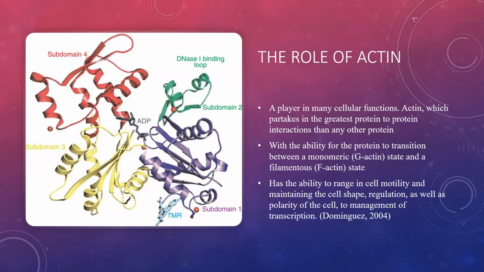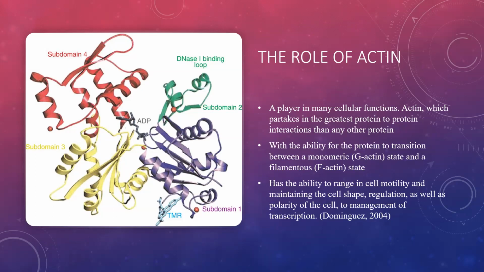So actin is a player in many cellular functions. It partakes in the greatest protein-to-protein interactions of any other protein, and it has the ability to transition between G-actin and F-actin, monomeric and filamentous states. And it has the ability to range from cell motility and maintaining cell shape regulation, as well as the polarity of the cell, all the way to managing transcription.